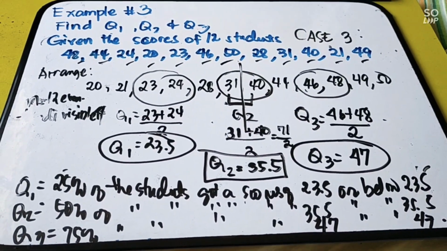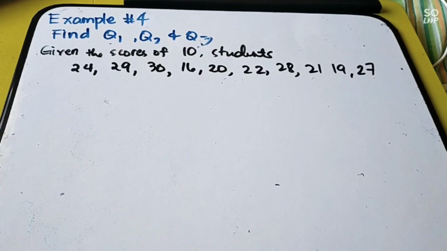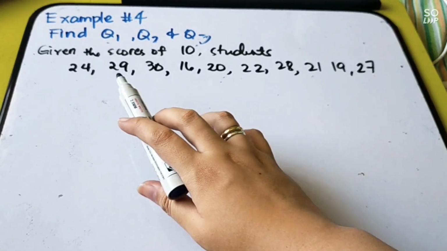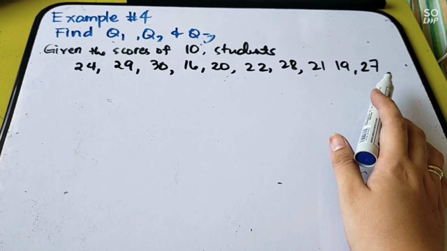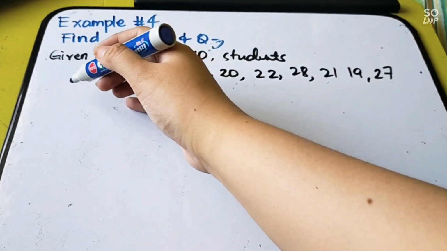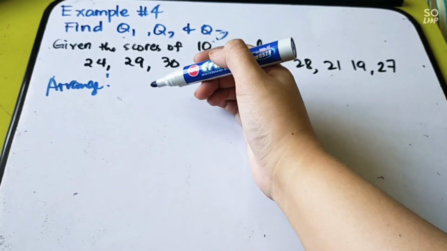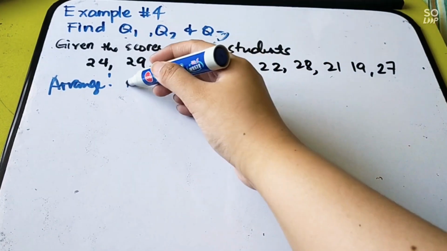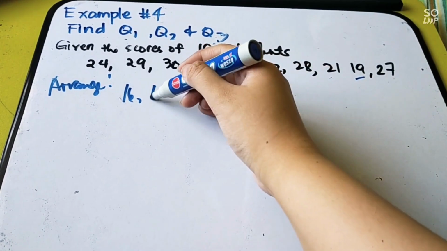Is it clear? Now, let's move with example number 4. Example number 4, we have given the scores of 10 students. We have 24, 29, 30, 16, 20, 22, 28, 21, 19, and 27. First step, let us arrange. So, the lowest scores here, we have here 16. Next to 16, we have 19.